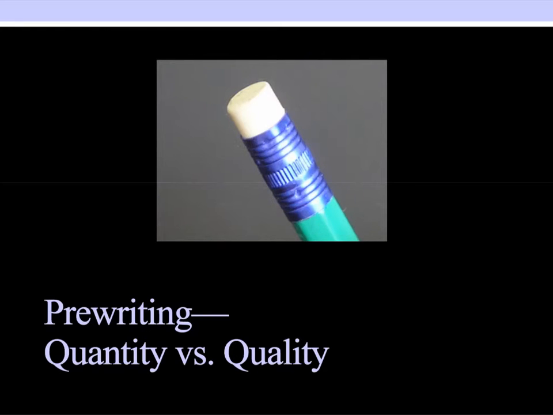When pre-writing, remember you want to focus on quantity, not quality. Write as much as you can. Worry about the quality during the drafting and revision stages. It's better to have more ideas to start with so you can pick and choose what works best for the direction of your paper.